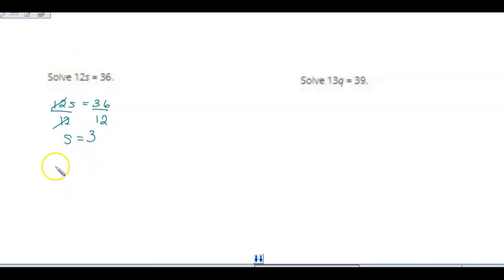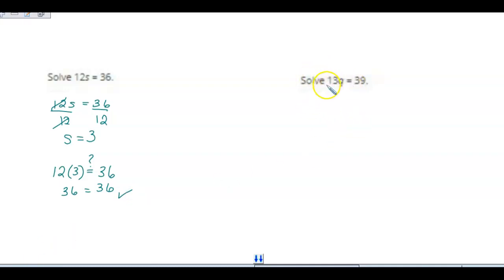I can test this by replacing the s with the 3. And I want to know, if I do that, does it truly equal 36? 12 times 3 is 36. 36 is equal to 36. So yes, it checks out.